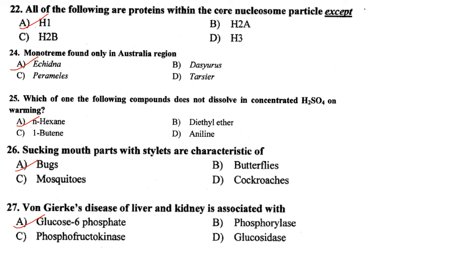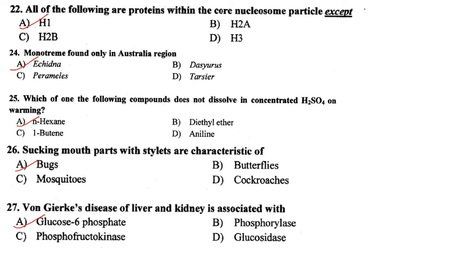Then all of the following are proteins within the core nucleosome particle except H1, it is a linker protein. Then monotreme found only in Australia region. So they are echidna. So answer is option A. Which one of the following compounds does not dissolve in concentrated H2SO4 on warming? So it is normal hexane as it is a nonpolar compound. So answer is option A.